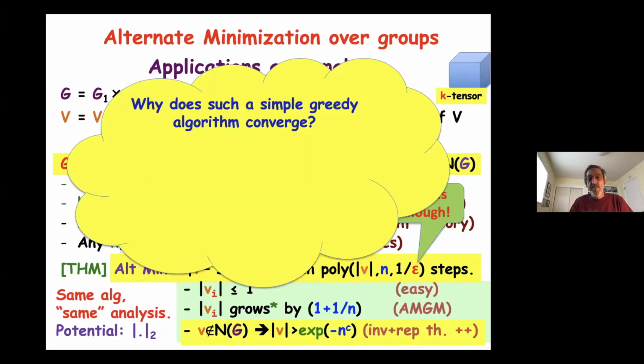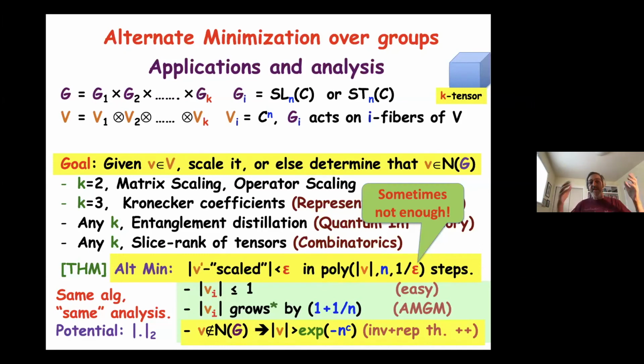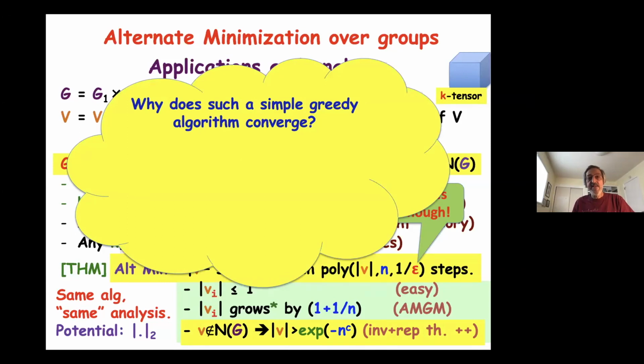So now that we see it, we have a general algorithm for a general setting that's often efficient. There's something really strange going on. I stress that these are non-convex problems, and we see a very simple, greedy algorithm which converges and often fast. What's going on?